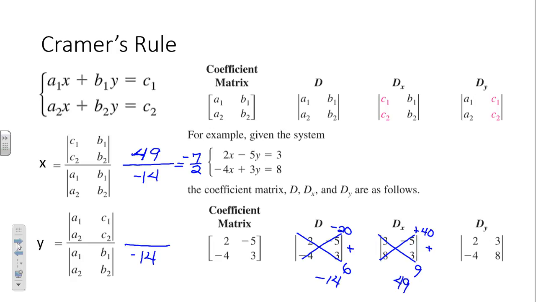Let's find the determinant with the y's replaced. 2 times 8 is 16, and 3 times negative 4 is negative 12, positive 12 when we change the sign. We add them up and we get 28. So we put the 28 over the negative 14, and we get negative 2. So our answer to this system is negative 3.5, negative 2. So far, so good? Let's do another one.